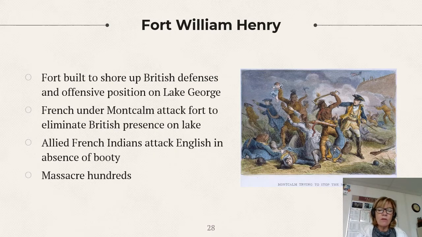Okay, so certain events occur as they're moving up, trying to attack Canada. An incident occurs that is portrayed in the movie The Last of the Mohicans, which we're going to watch on Sunday. But this fort was built to shore up British defenses. It's up there on Lake George, and the French, under the Marquis de Montcalm, attacks the fort. They're victorious. He allows everybody to leave peacefully and surrender the fort to the French.